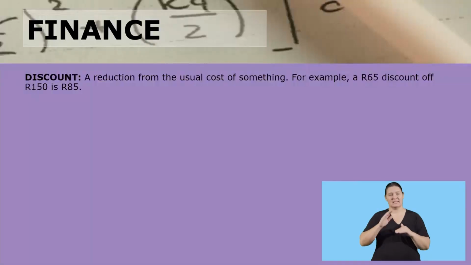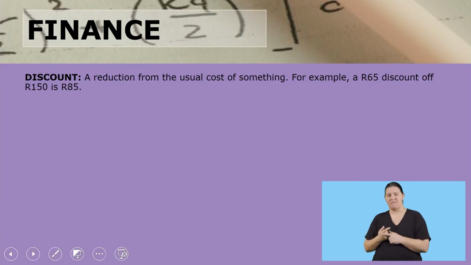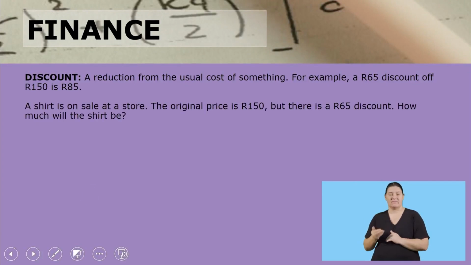Let's move on to discount. So a discount is a reduction from the usual cost of something. For example, a 65 rands discount off 150 is 85 rands. Let's look at a practical example to see how we got to that 85 rands.